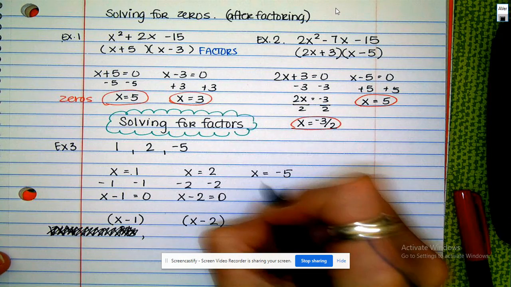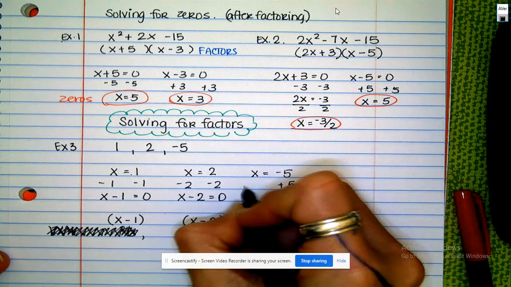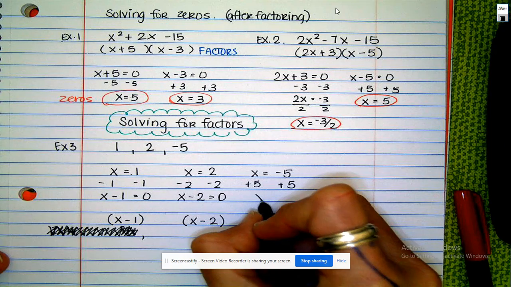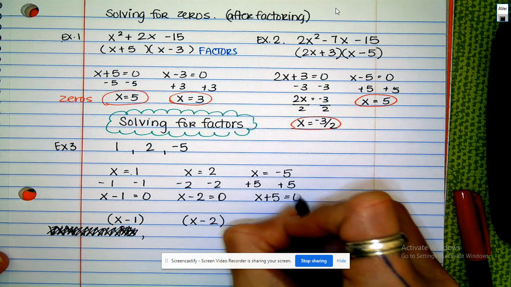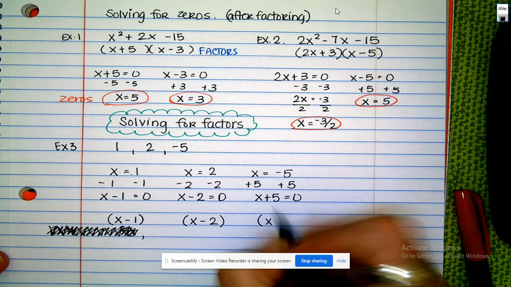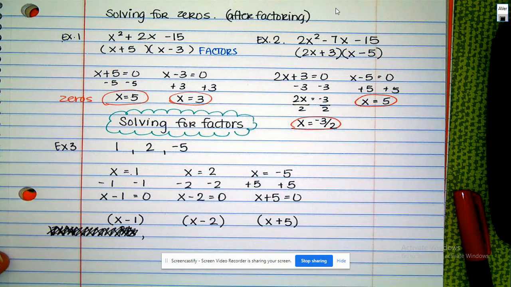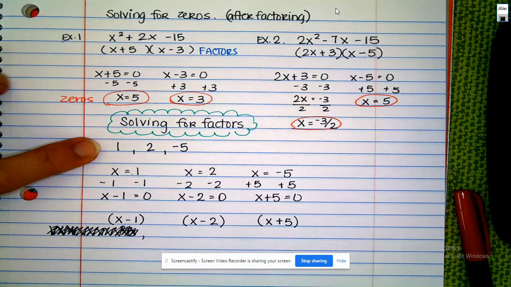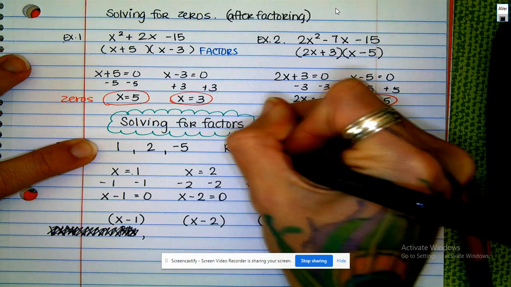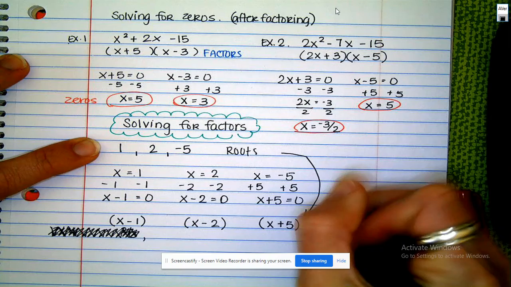I need, again, this to become 0, so I'm going to add 5 to both sides. x plus 5 equals 0. So the factor when I have a solution of negative 5 is x plus 5. So this is how you are going to go from your roots or solutions to the factors. All right, short and sweet.